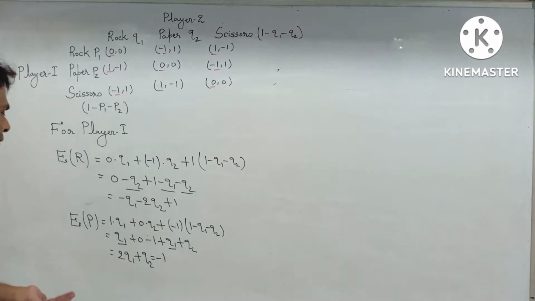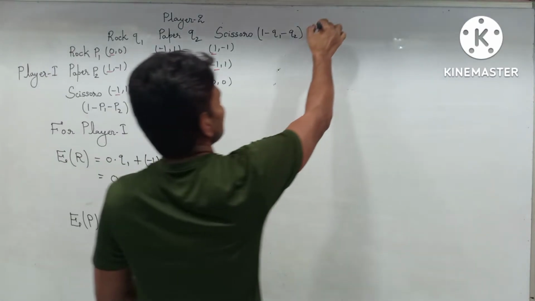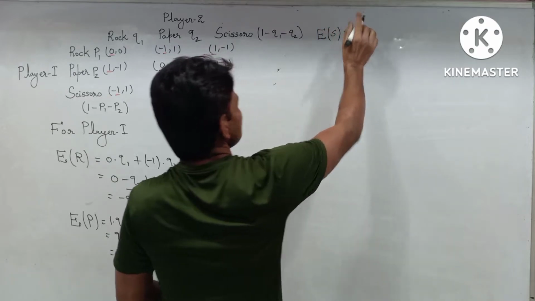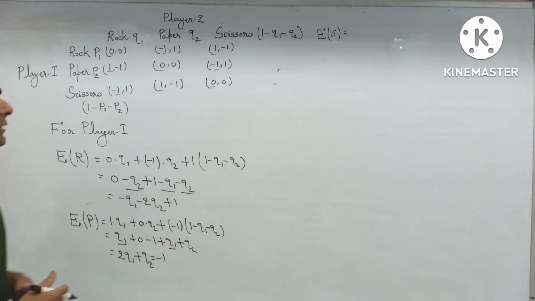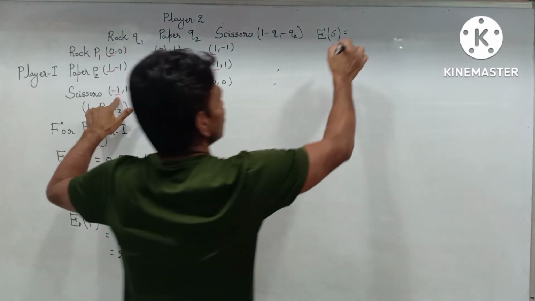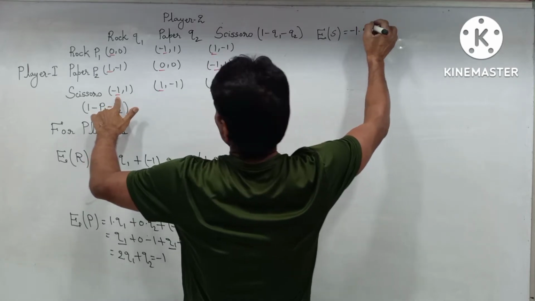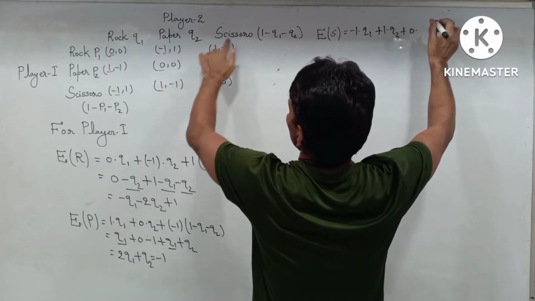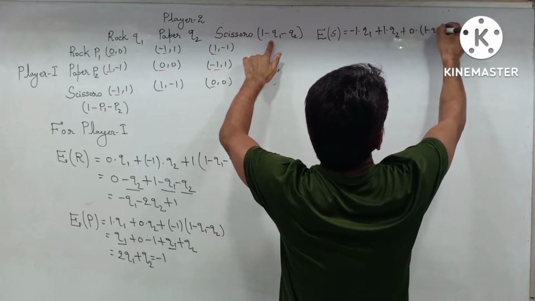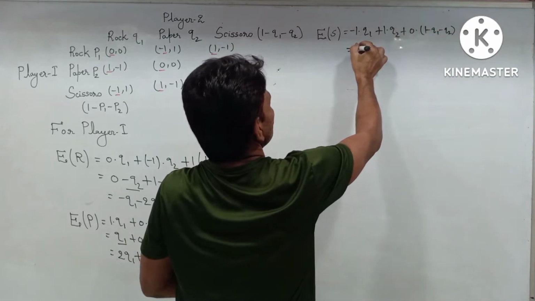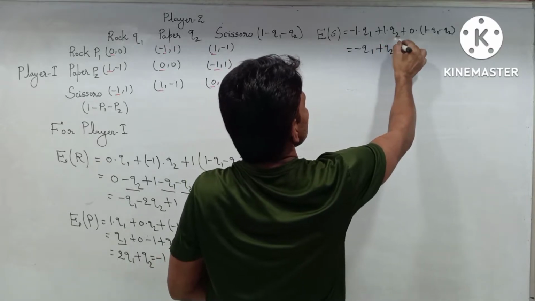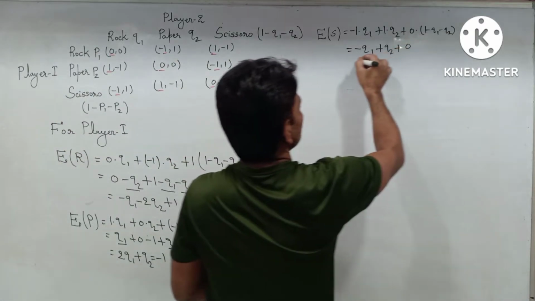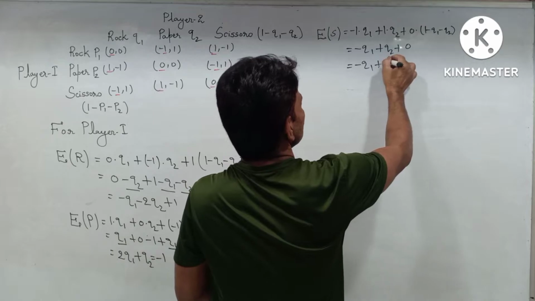And finally we need to calculate the expected value of scissors. Here S stands for scissors. Minus 1 into Q1, plus 1 into Q2, plus 0 into 1 minus Q1 minus Q2. This entire term becomes 0 since it is multiplied by 0. So we get minus Q1 plus Q2.